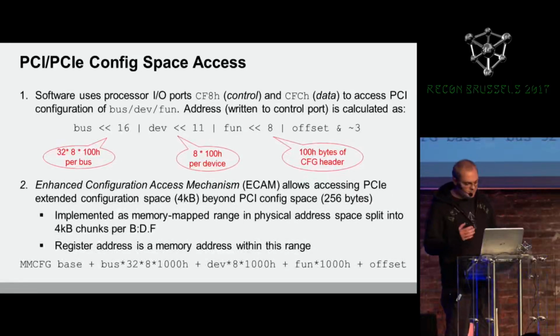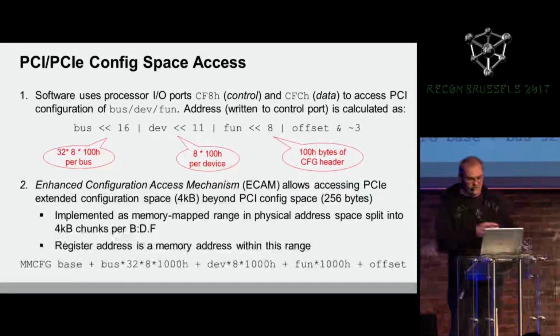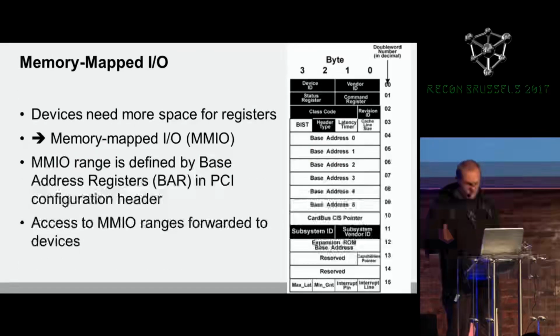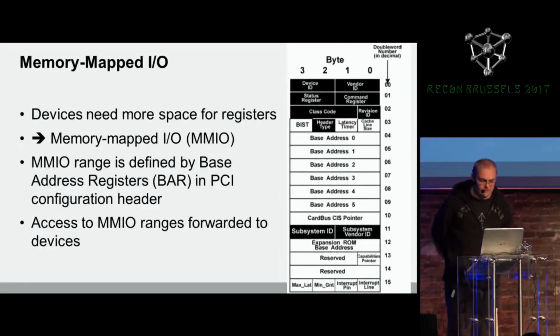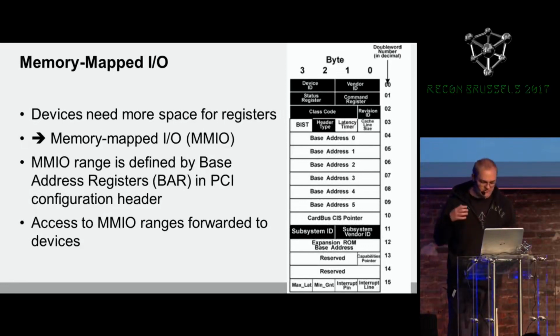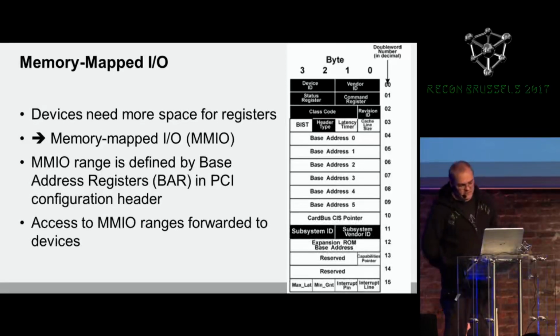To read them, we use the MMIO memory map config register plus bus multiplied by 32 multiplied by 8 multiplied by 1K, plus device multiplied by 8 multiplied by 1K, plus function plus offset. Then we construct the address, use it as a memory access, and we can read and write registers. All of that PCIe configuration is for storing some configuration registers for the device. But even 4K was not enough for modern devices. They want to store much more, like graphics wanting to store megabytes.